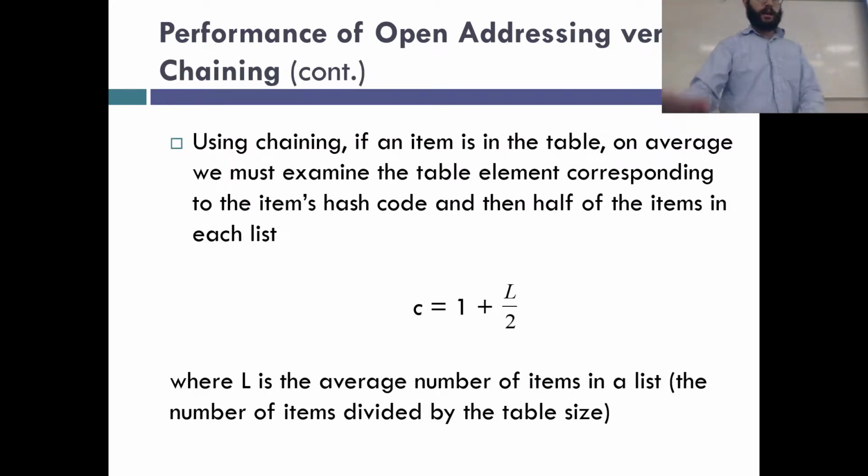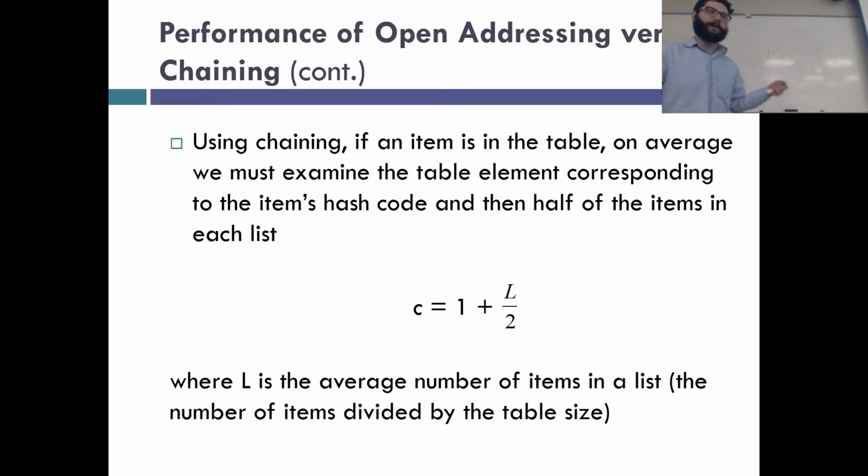Using chaining, if the item is in the table, then on average you have to look at the table L. So basically you find the linked list, and then if you're trying to find an item, you have to look through half the items in the linked list. So assume that the lists are evenly distributed. L here is the average number of items in the list, so it's the number of items divided by the table size. Oh wait, that is totally the load factor. It just can go over 1 in this example.